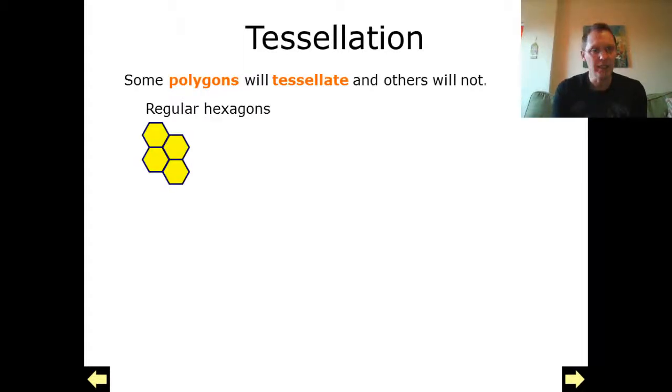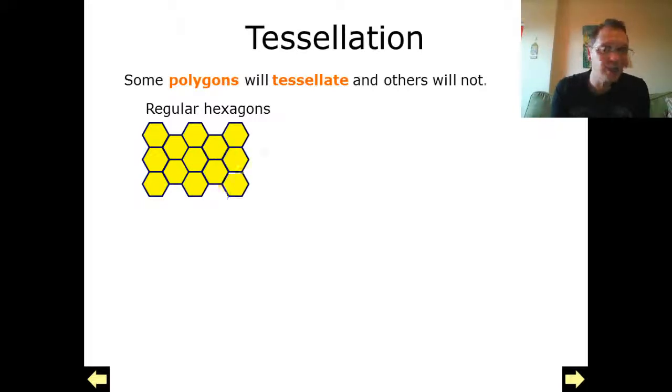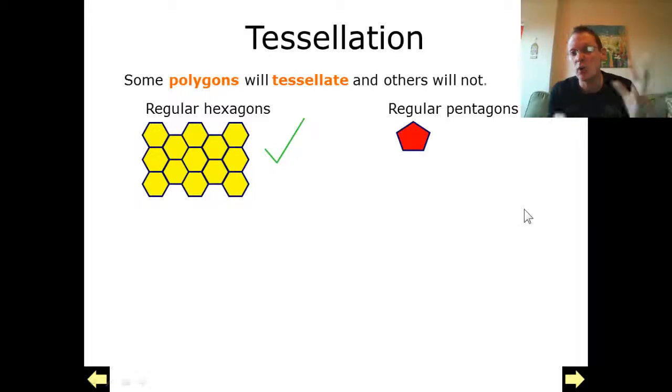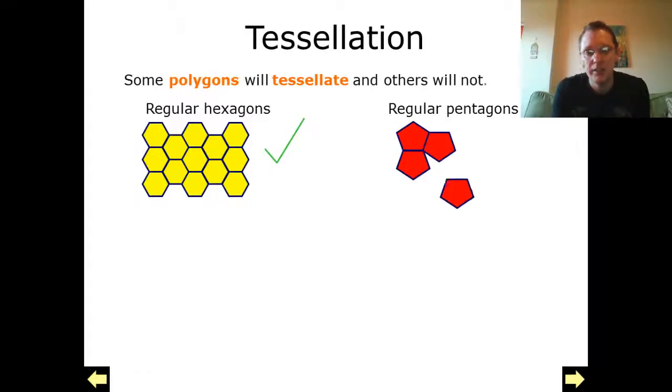So some shapes will tessellate, some shapes won't. Regular hexagon certainly will tessellate. This creates an image. Maybe some of you will be familiar with things like honeycombs. If we took a regular pentagon, unfortunately, this will not tessellate because we'll be left with a gap.